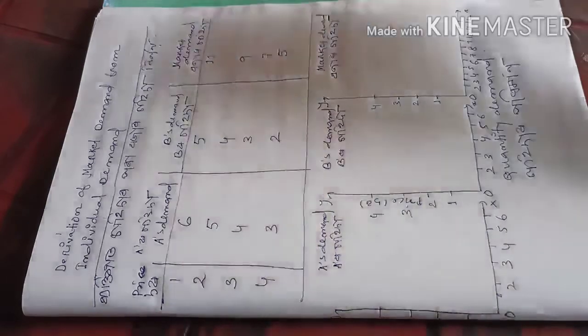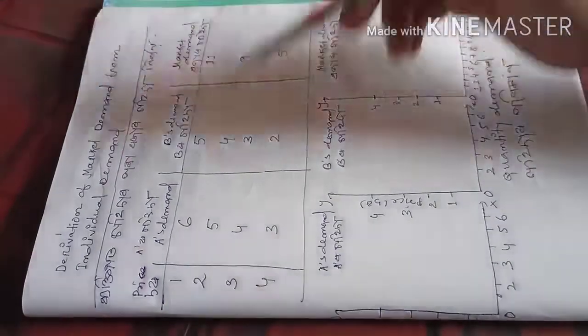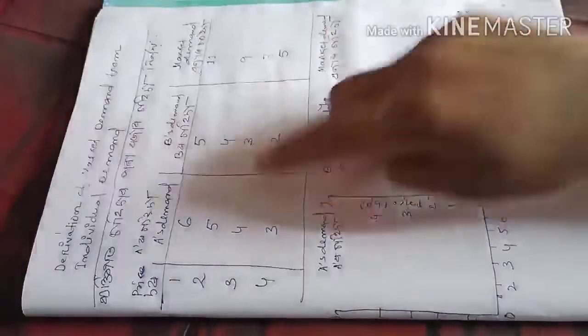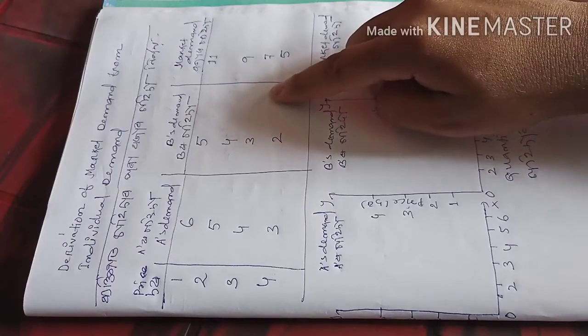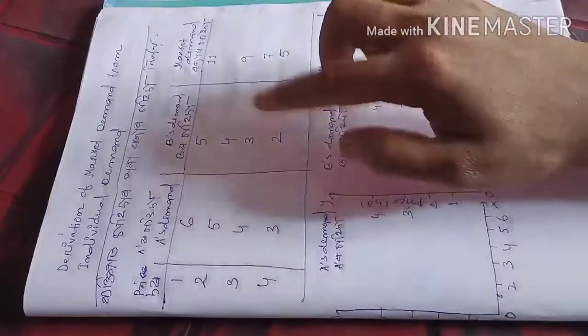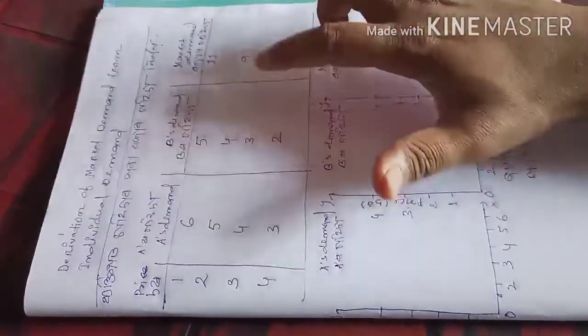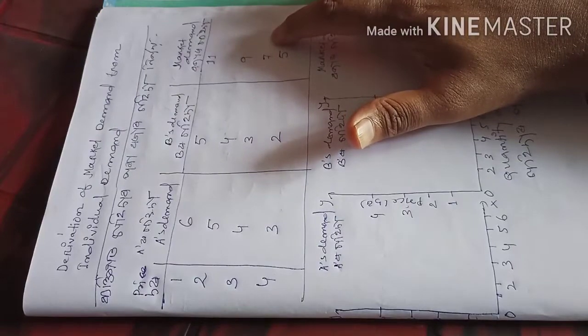So in the schedule we have given the demand of individual A as well as demand of individual B and their respective price, and if we sum up individual A's demand and B's demand, we will get the market demand.